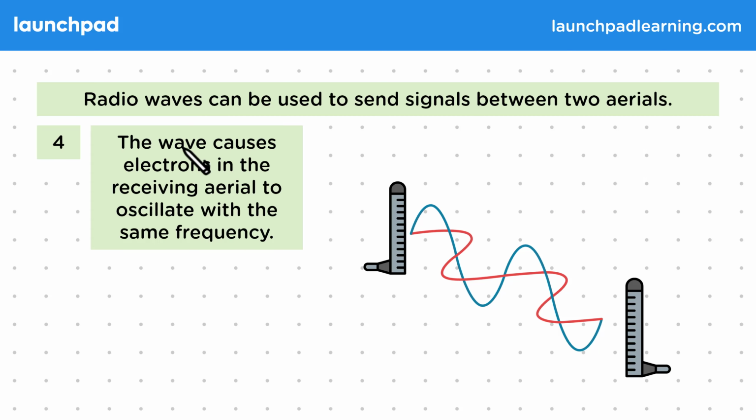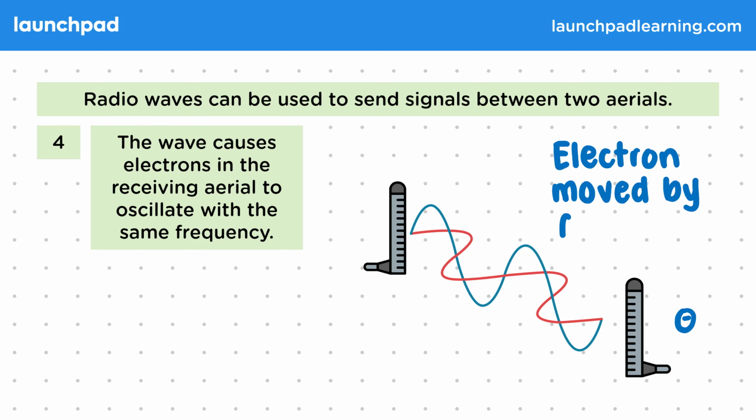In step 4, the wave causes electrons in the receiving aerial to oscillate with the same frequency. Again, you don't really need to know why this happens, but similar to how the oscillations of electrons cause the wave to oscillate, the oscillations of the wave cause electrons to oscillate in the receiving aerial.